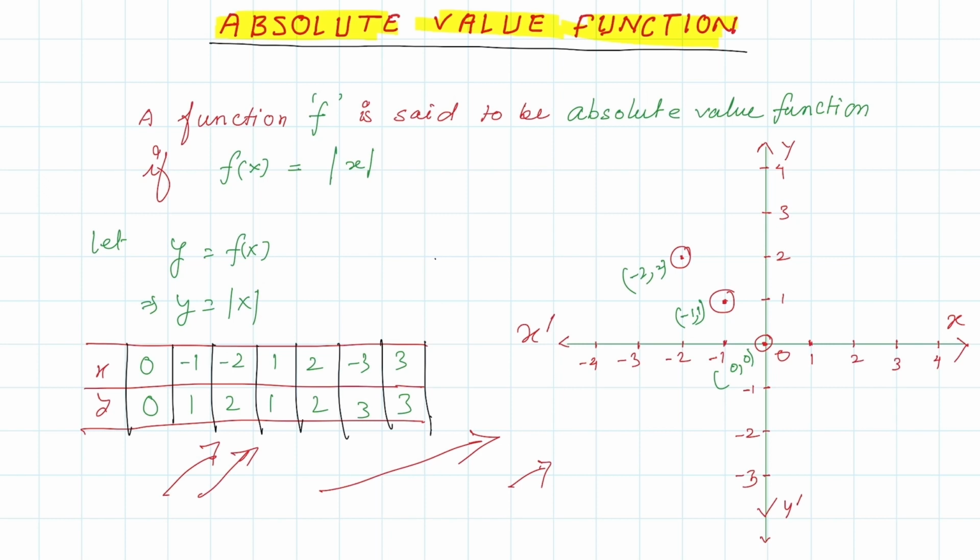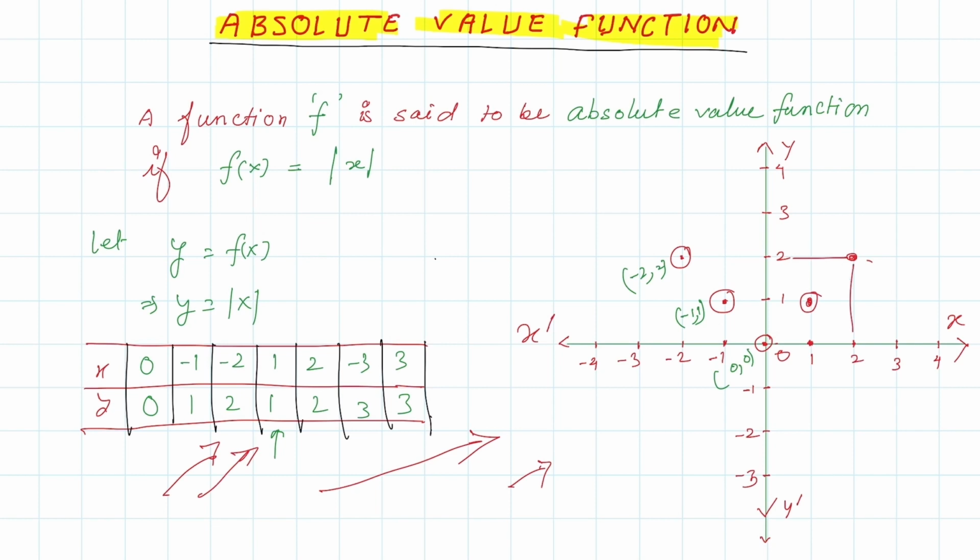Then let us plot now +1 comma +1. Okay, so this is plus 1 and this is plus 1. Then next one is 2 comma 2. Here is 2 and this is also 2.